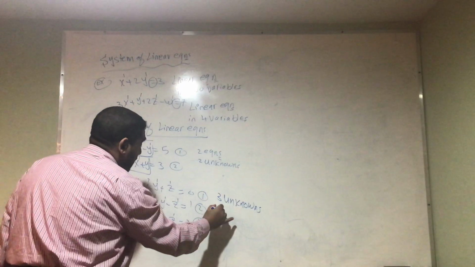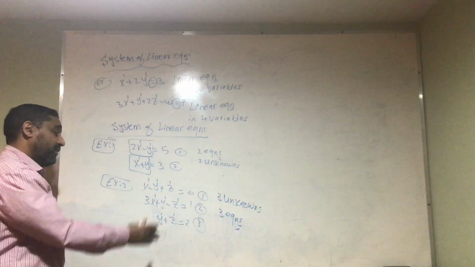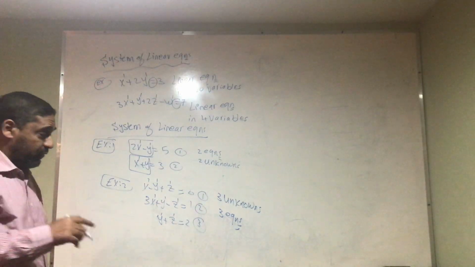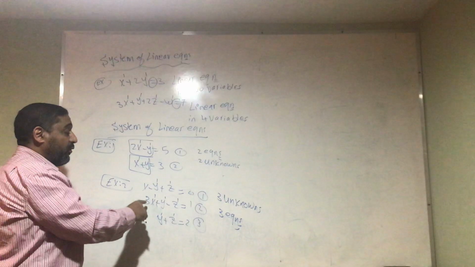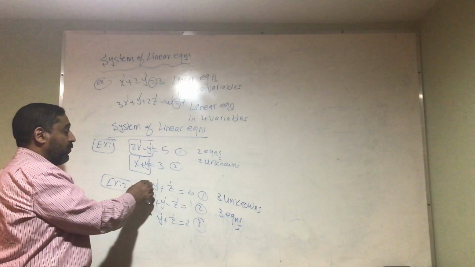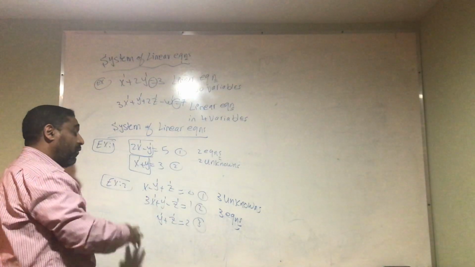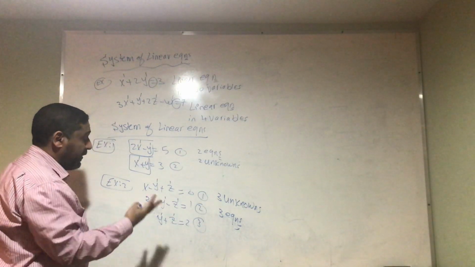And how many equations do you have? 3 equations. I have 3 equations. That is also a system of linear equations. If it turns out one of these unknowns has a power that is not 1, say 2, the highest power is 2 or something, then the whole system becomes a nonlinear system, all right?